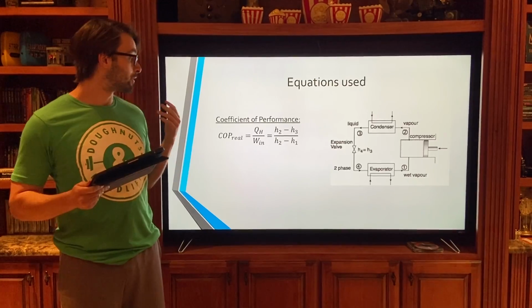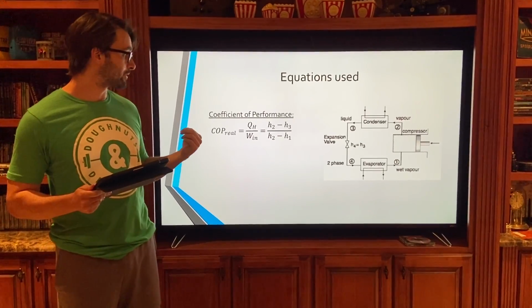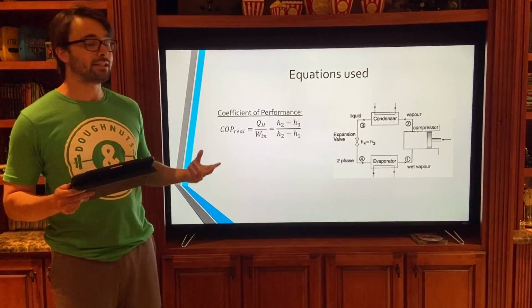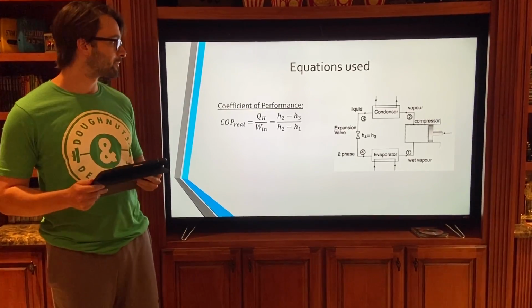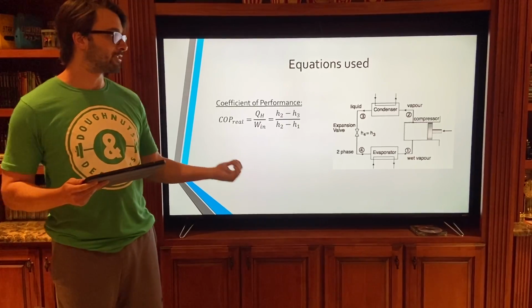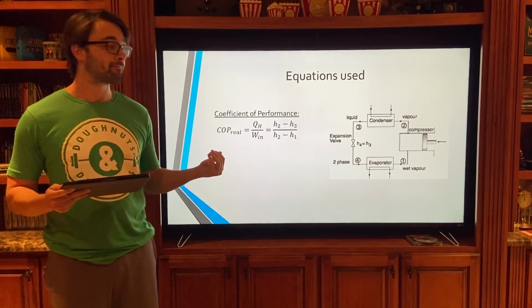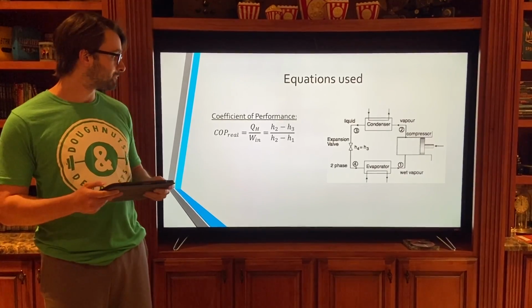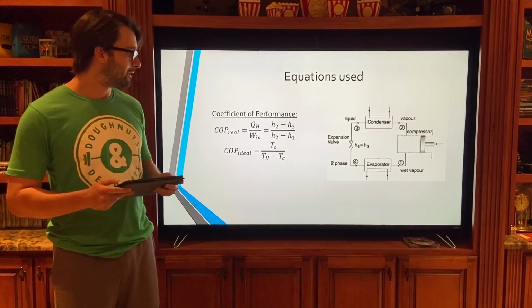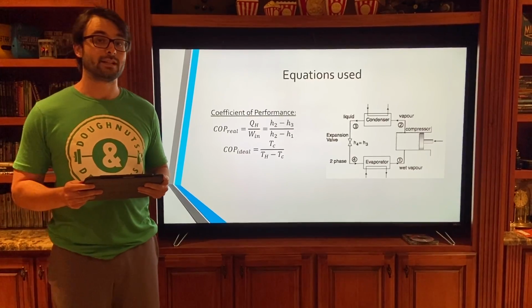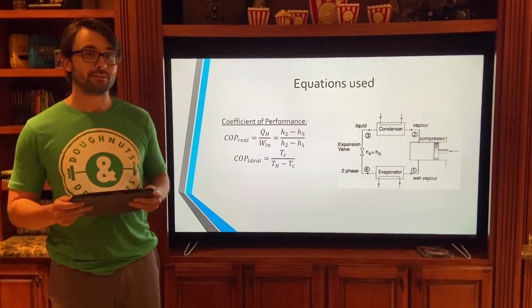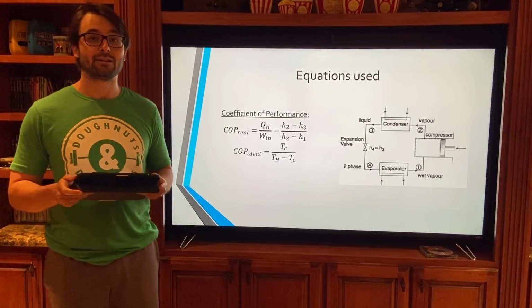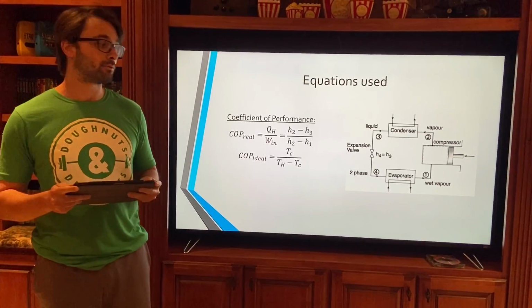So an important equation really is the coefficient of performance. The actual coefficient of performance is the heat rejected over the work input, which can also be defined as the change in enthalpy over the condenser divided by the change in enthalpy over the compressor. And then the ideal coefficient of performance will have the temperature of the cold reservoir divided by the temperature of the hot reservoir minus the temperature of the cold reservoir.